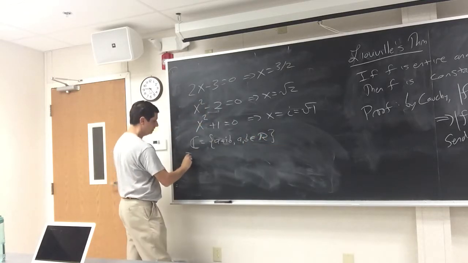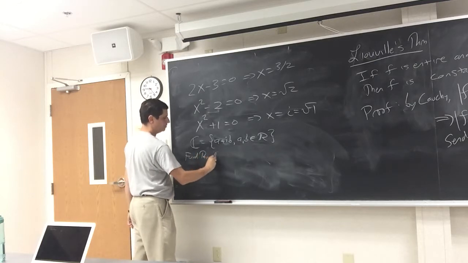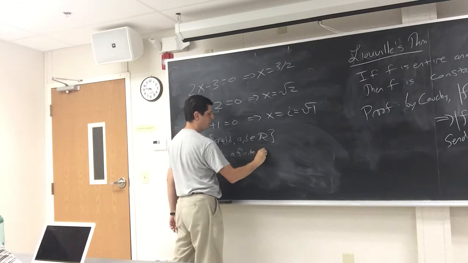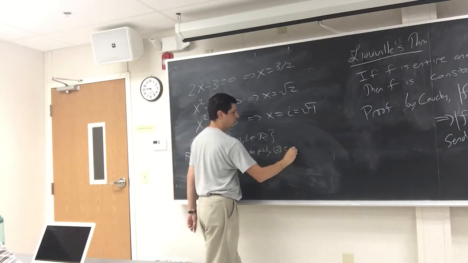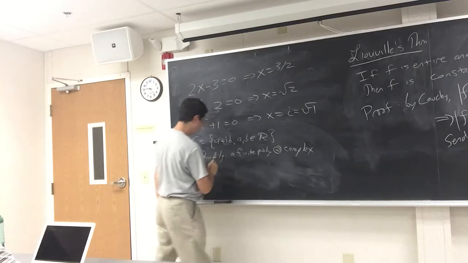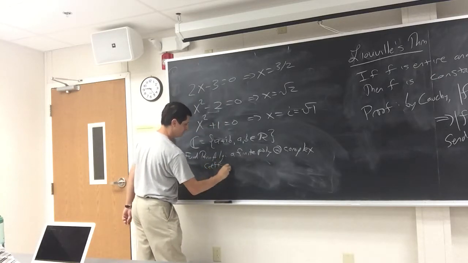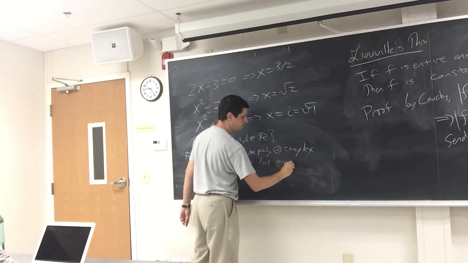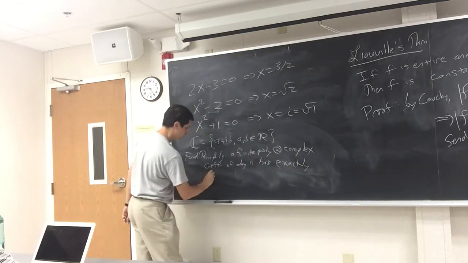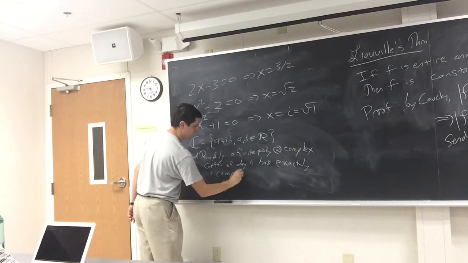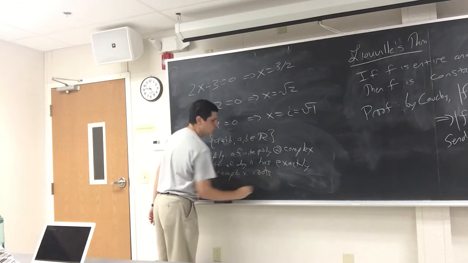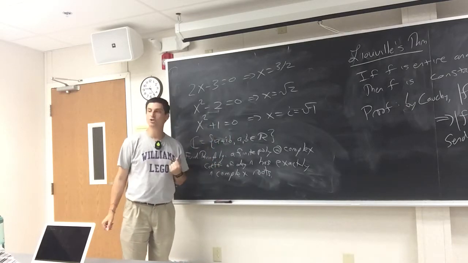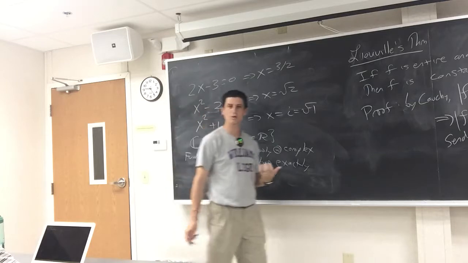The fundamental theorem of algebra: a finite polynomial with complex coefficients of degree n has exactly n complex roots. So what this means is the polynomial fully factors. It means the complex numbers are closed. We don't have to keep adding more things.